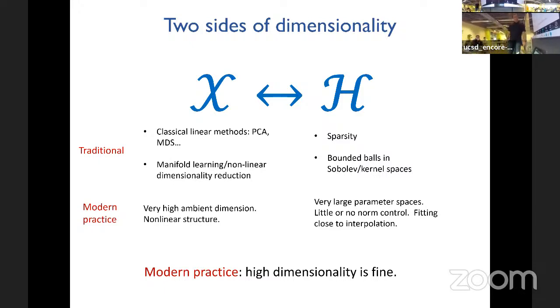What we have seen in modern practice is that certainly we see very high ambient dimension. Certainly linear is not enough. There is very important nonlinear structure. That's on the X side. On the H side, the hypothesis side, parameter spaces are typically quite large, a lot larger than what classical considerations would suggest. And we usually don't use any sort of explicit norm control or sparsity control or anything like that. Whatever control there is comes from the algorithm directly.